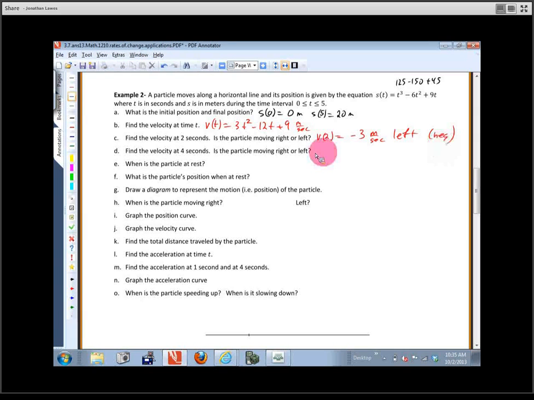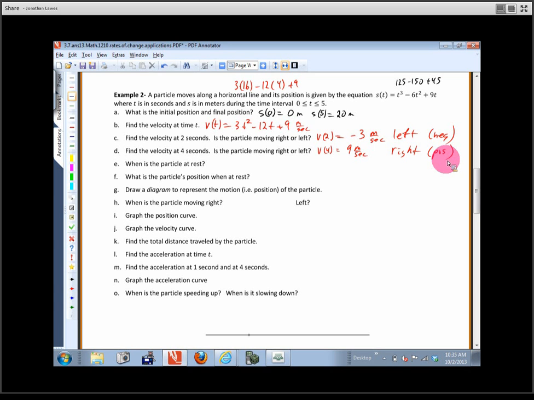V of 4. So we'd plug in a 4. That's going to require a little bit of work here. Grab your calculator and make sure we get this right. That's going to be 48. Oh, well, that's not too bad, is it? 48 here, minus 48 here, plus 9. So the answer is 9 meters per second. Right or left? Right. And the reason is important because the velocity is positive.